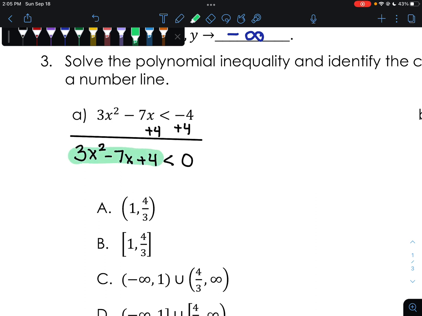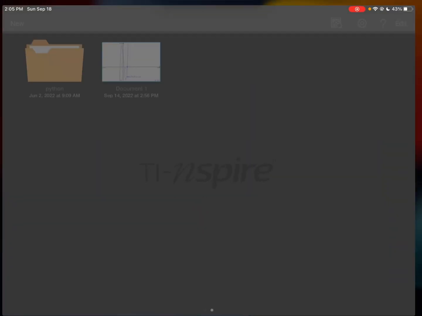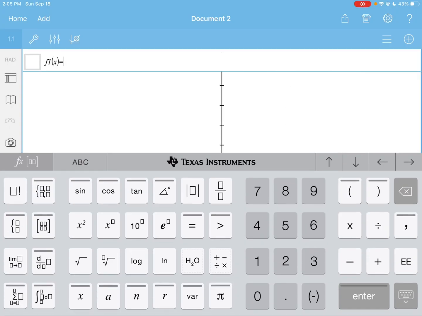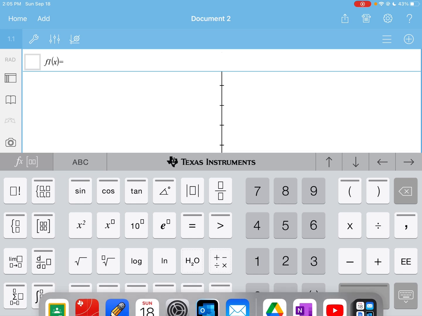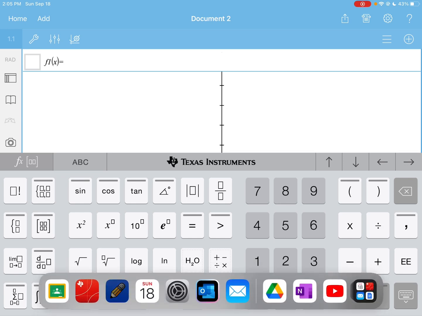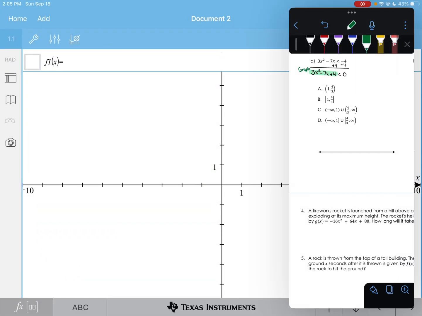Now I'm going to go ahead and type this into my calculator. So we are going to graph this in our calculator. Go ahead and take out your calculator, turn it on, get a new document. No, you do not want to save. And you're going to add a new graph. So we're going to graph that function that we have, where it's on one side and 0 is on the other.